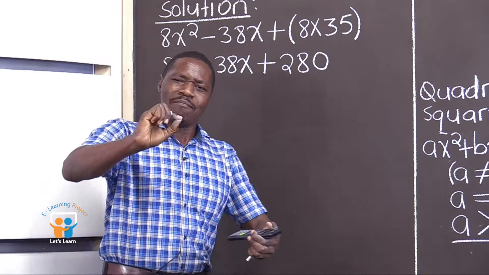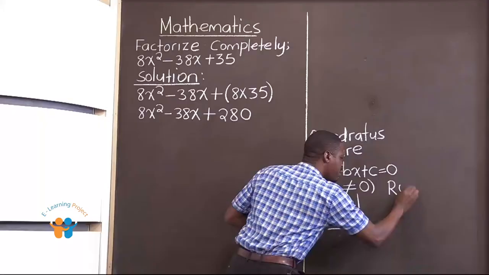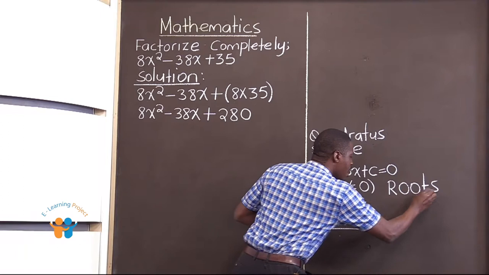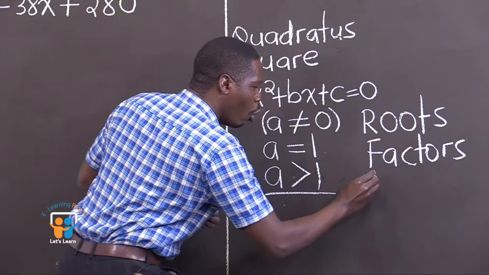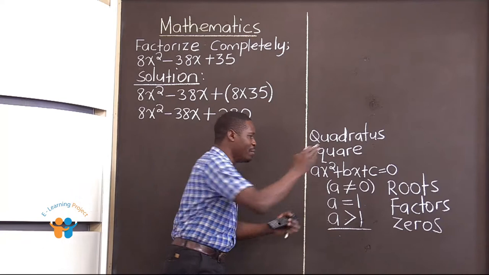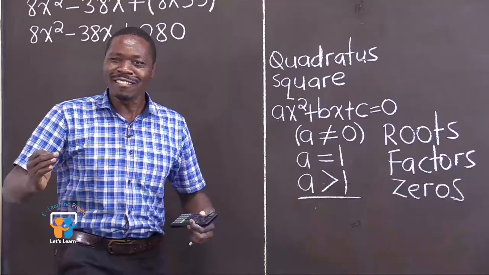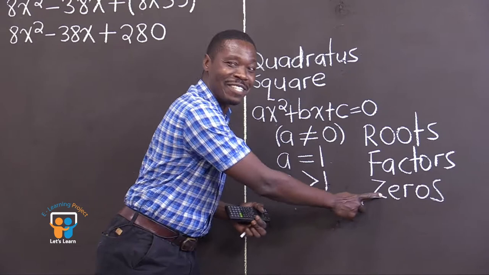Now, after getting my 280, remember, whenever we are using method 1, we need to look for what we call the roots of a quadratic equation. You can call them the roots, the factors, or the zeros. Everyone, roots? Yes, roots. Everyone, factors? Yes, factors. I know some of you are keeping quiet, but I'll come and get you. And lastly, everyone, zeros? Yes, zeros. Even the cameraman, repeat after me. Zero. Very good, he has said it loudly.